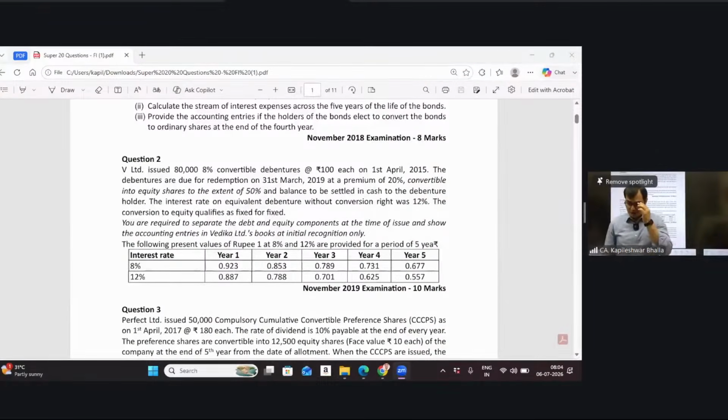You can maybe take a snapshot to begin with. That's an examination question, November 2019, 10 marks in the exams. Once you've taken a screenshot, let's begin the journey. I'm just going to stop sharing the screen. Let's begin. We are on question number 2.